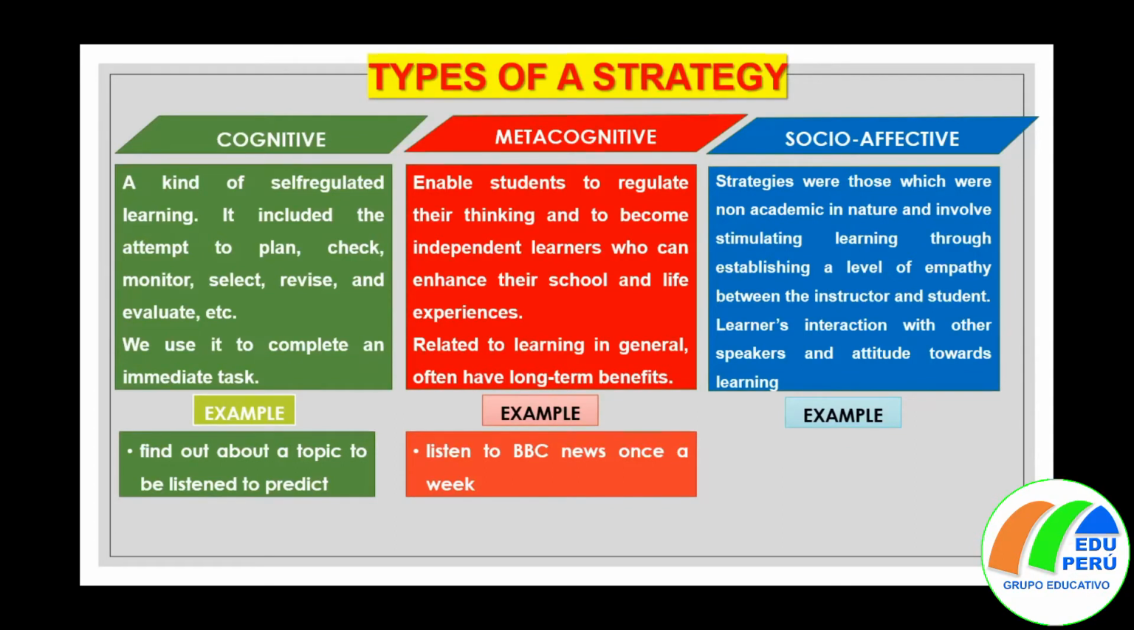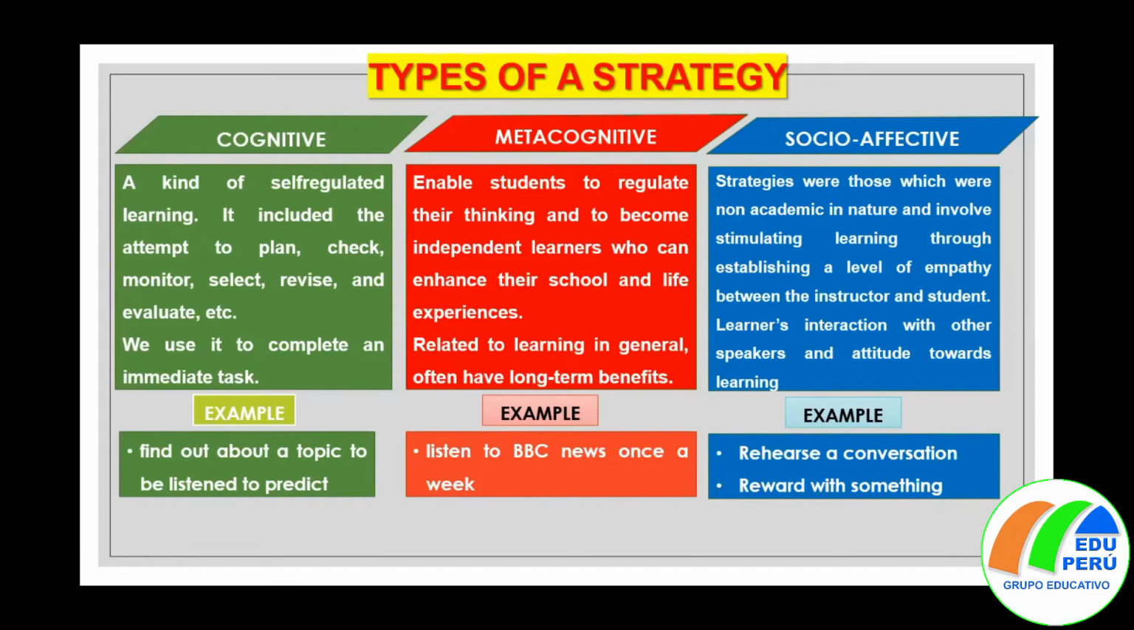And finally, the social affective. Let's see here. Rehearse a conversation to feel more confident. For example, your students practice a conversation, so they start rehearsing. Rehearsing is similar to practicing. They practice or rehearse a conversation to feel better, to feel more confident. Or maybe when you reward your students with something, or they reward themselves. Yes, Leslie, encouraging themselves. So notice this is a social affective strategy. So notice here the three strategies.